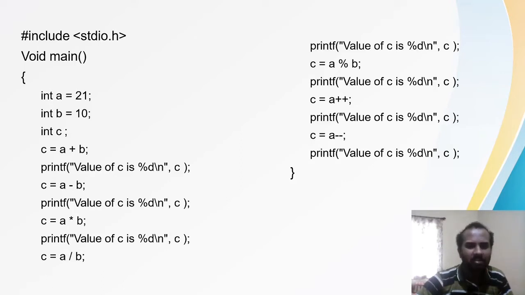So I cannot know the answer, right? So I am only declaring the data type of the C variable. So int C, that means C is of integer type. So what is my first operation? Plus. So C is equal to A plus B.